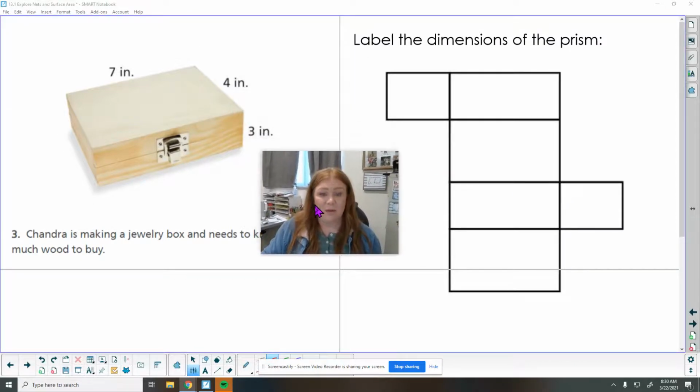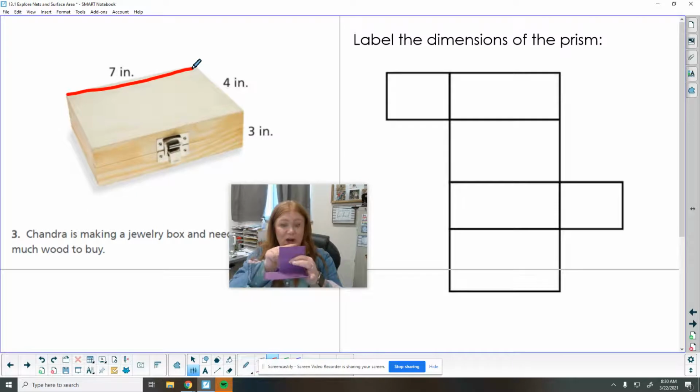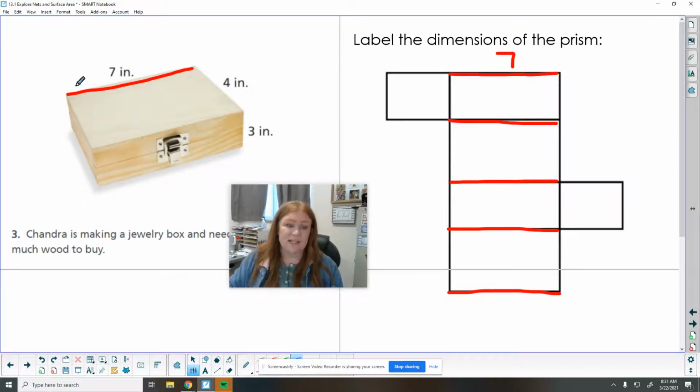So let's label what we know here. Sometimes this can be confusing, like, okay, what is what? Just go piece by piece. Let's start with the top here. We can see that this top here is 7. That means every time you have this same line, it is 7. So all of these lines are 7. You can even color code them like I am. I'm going to say all of these ones that go this way are 7. So that's our length.